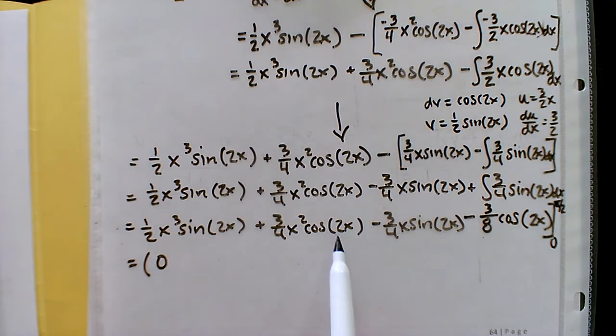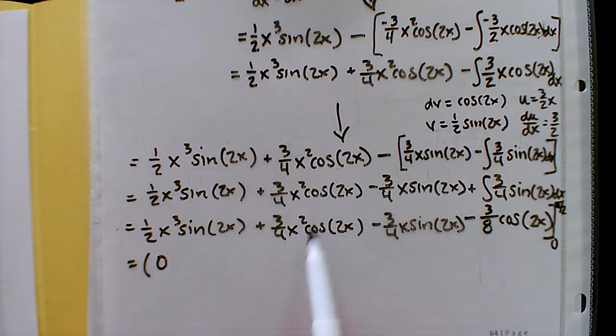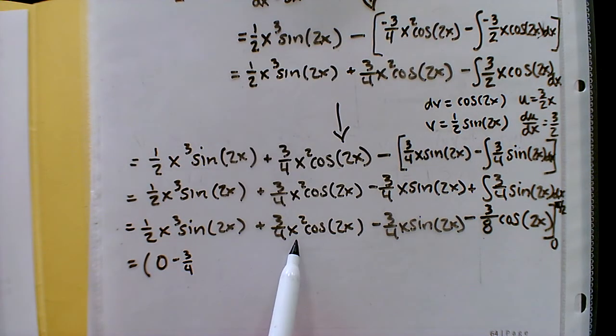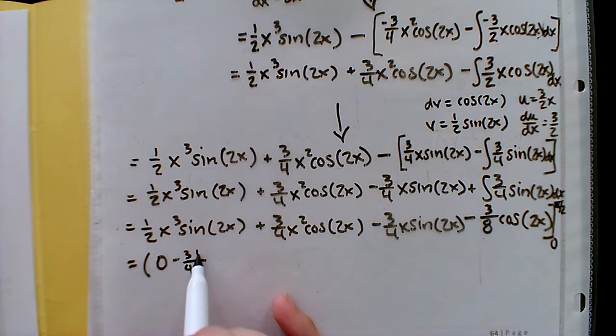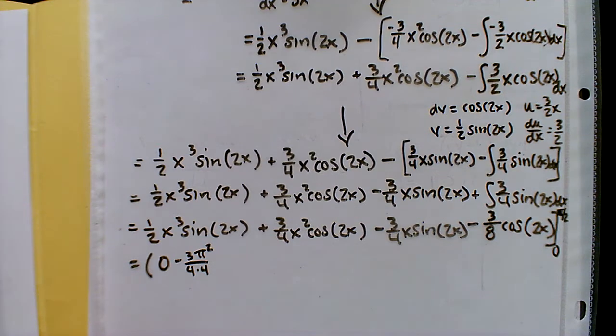If we plug in pi over 2 into our next term, we'd have cosine of pi, which is -1. So we would need a -1 times a 3/4, which would be a -3/4, times pi over 2 squared, which would be pi squared over 4. So in the end, we'd have 3 pi squared over 16.